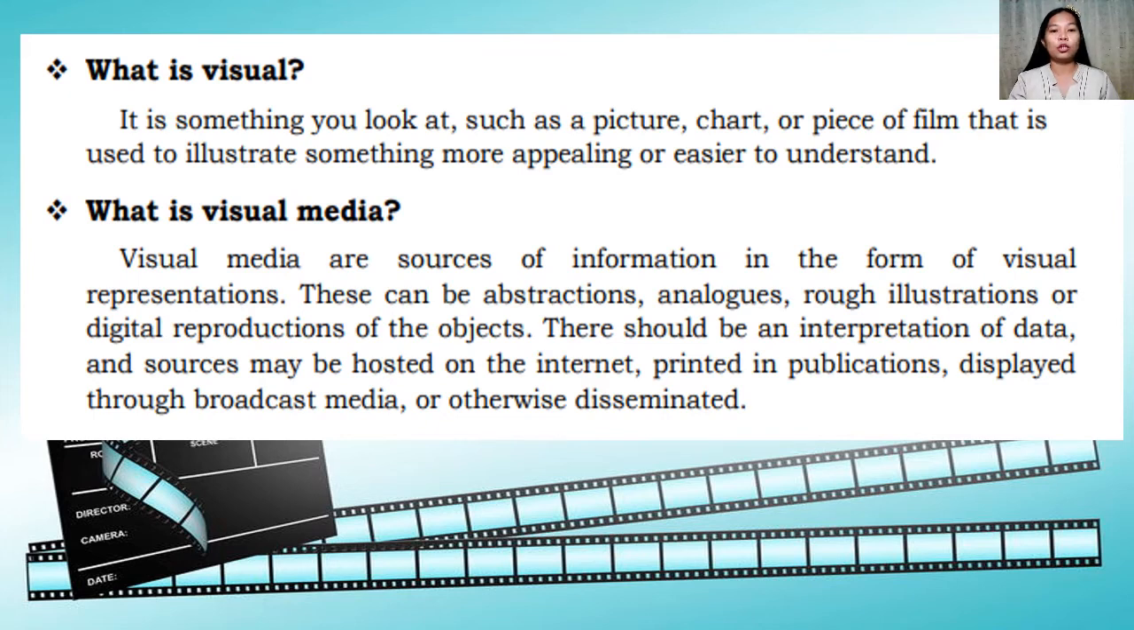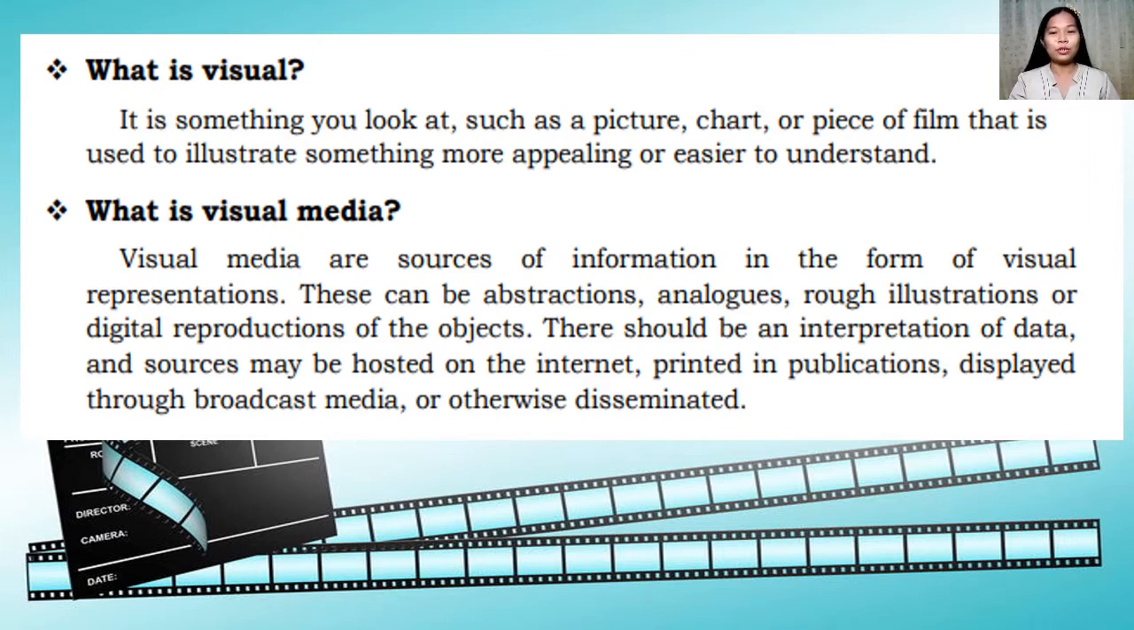It is something you look at, such as a picture, chart, or piece of film that is used to illustrate something more appealing or easier to understand. Okay? And since a visual is something we look at, then we have to use our eyes for our sense of sight. Now, what then is visual media?